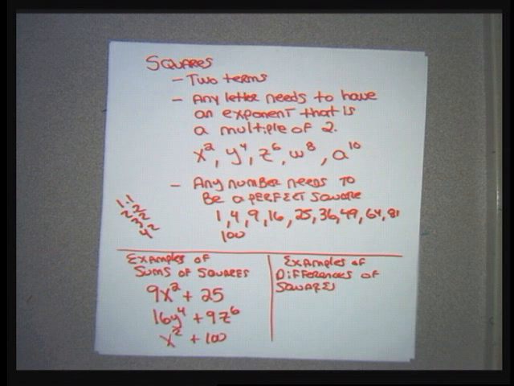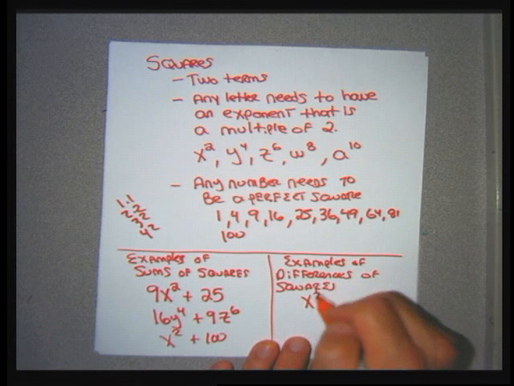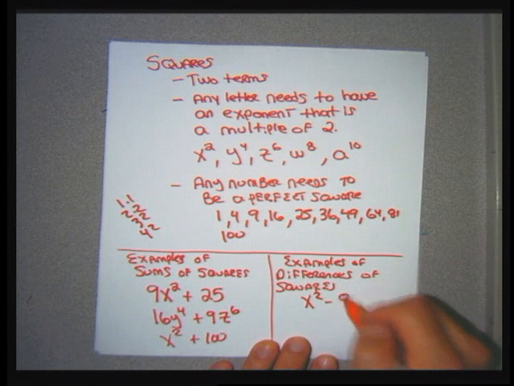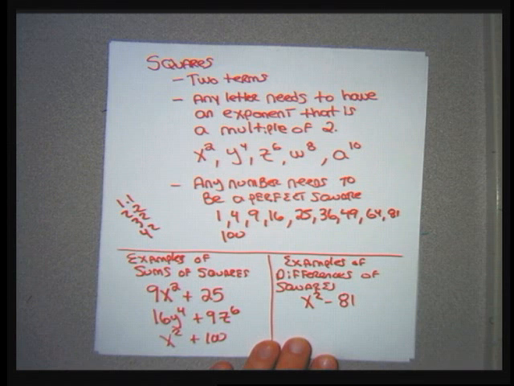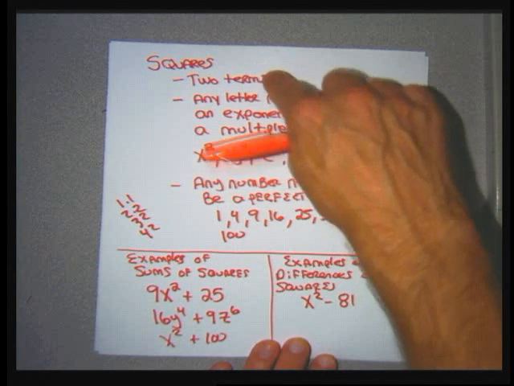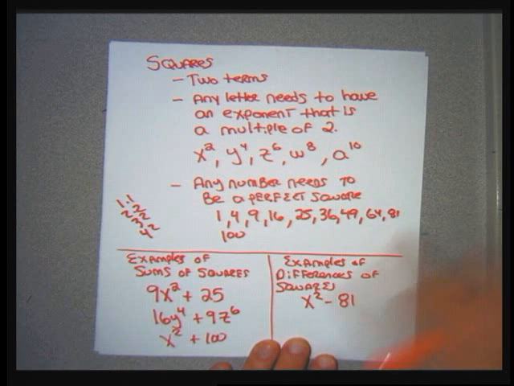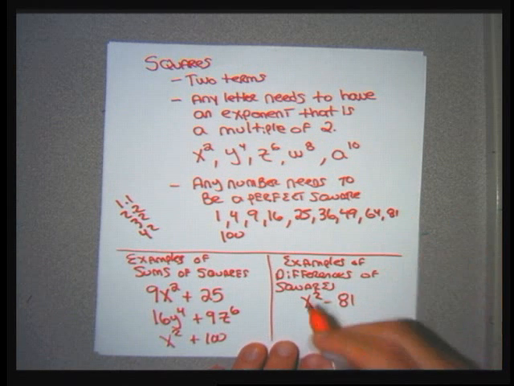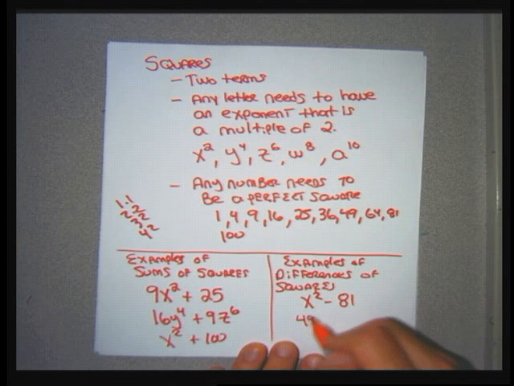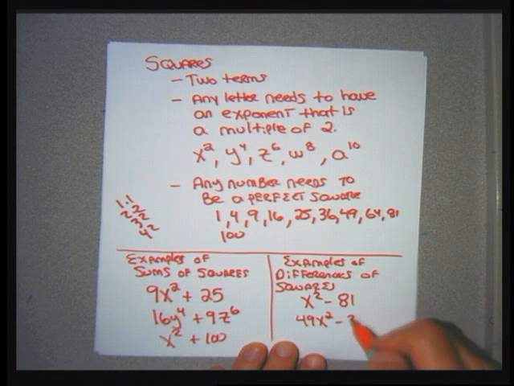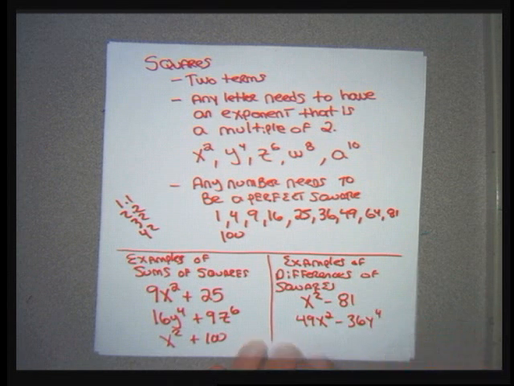To make something an example of a difference of squares, all I need to do is have 2 terms. The exponents on the letters need to be a multiple of 2, and any numbers have to be a perfect square. So something like x squared minus 81 would be considered a difference of squares because it fits the criteria. There's 2 terms. The letter, its exponent's a multiple of 2. The number is a perfect square. Something like this, 49x squared minus 36y to the fourth would classify as a difference of squares because it fits the mold.